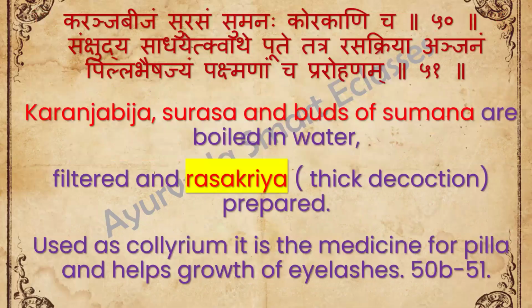Karanja Bijadi Yoga. Karanja Bijam Sarasam, Surasam, Sumanaha, Horagani Cha. Samkshudya Sadayed Kwadi, Ude Tatra Rasakriya Anjanam, Pilla Veshichyam, Pakshmana Cha Prarohana. Karanja Bija, Surasa and buds of Sumana are boiled in water. Filter and rasakriya or thick decoction is prepared. Used as a collyrium, it is a medicine for Pilla, and what does this help in? Pakshmana prarohana, means the growth of the eyelashes.